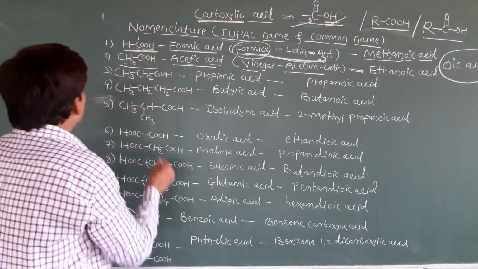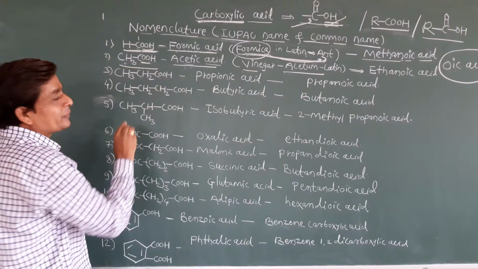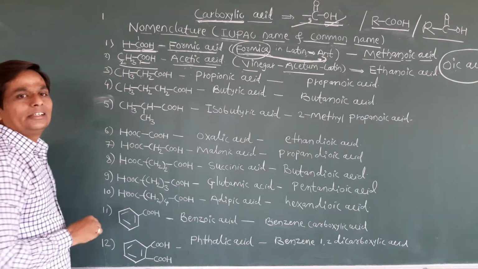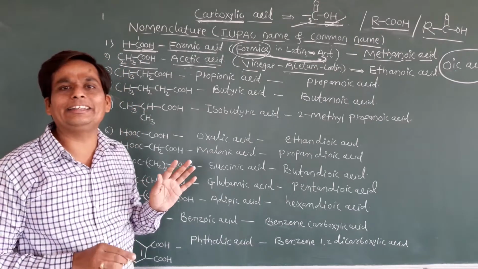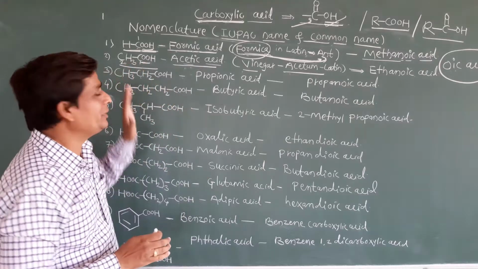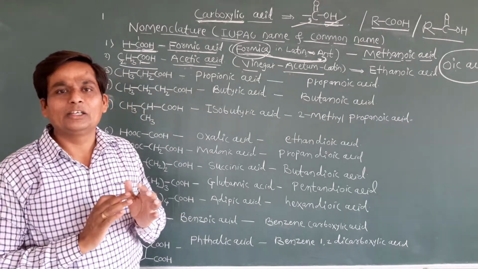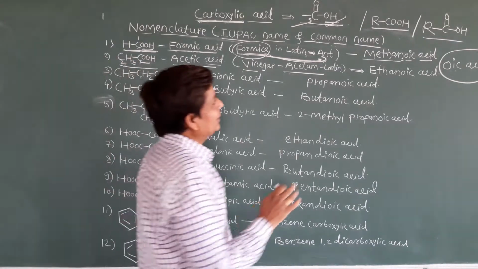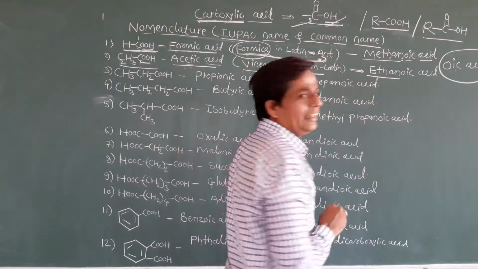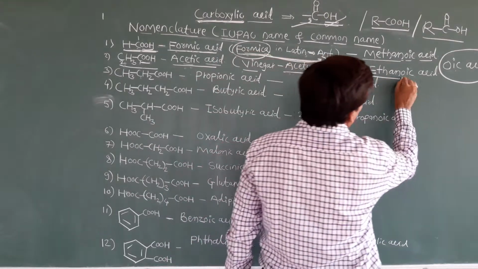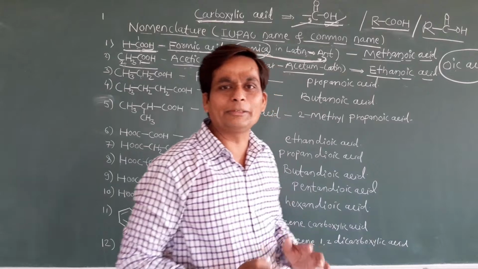What about the IUPAC name? Check how many carbons here. Students, here only 2 carbons. If you consider the parent alkane, it is ethane. And which functional group is attached? It is a carboxylic acid. So ethane means 2 carbons, just written here ethane, and E is replaced by OIC, ethanoic acid. Now clear students, very simple.